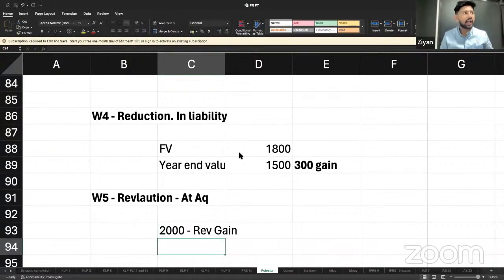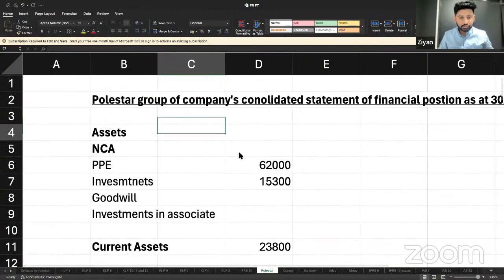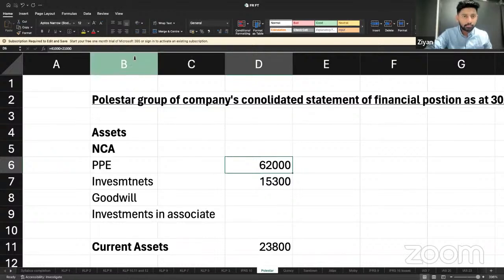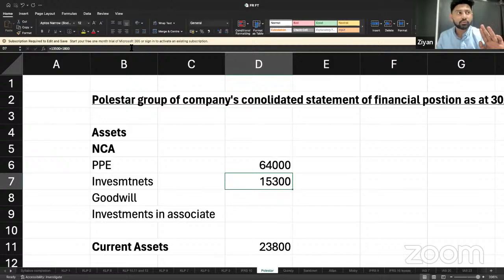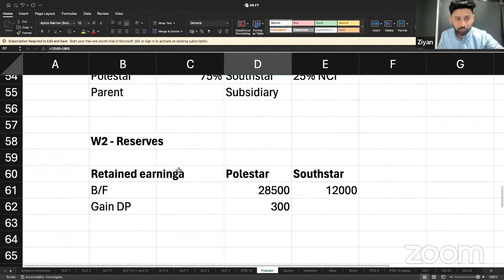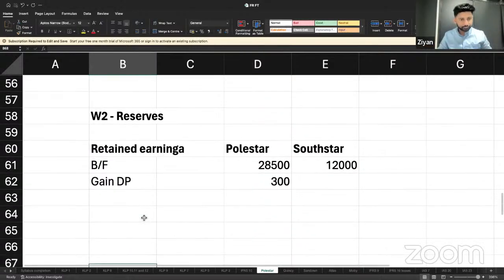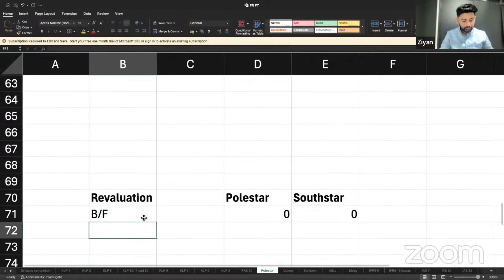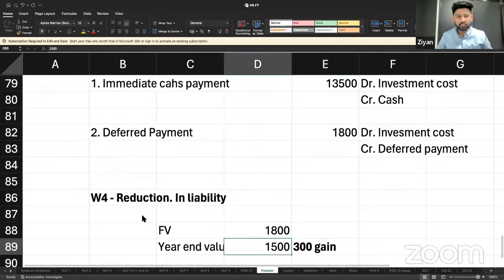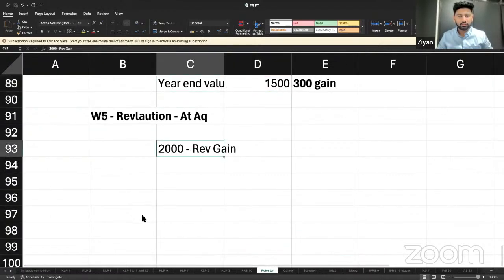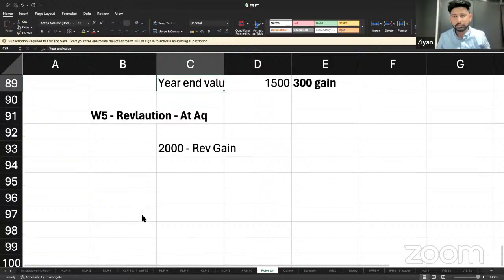Look here. I have a 2,000 revaluation gain. Now, what do I do first? I go to PPE. My PPE is going to go up by how much? 2,000. Simple as that. And then I have a revaluation gain. Correct? I go to my revaluation gain account here under reserves. There is a gain of how much? 2,000. Well done. Super. That's it. Are you clear?